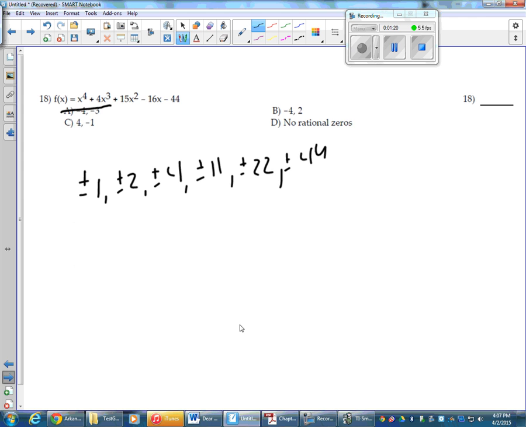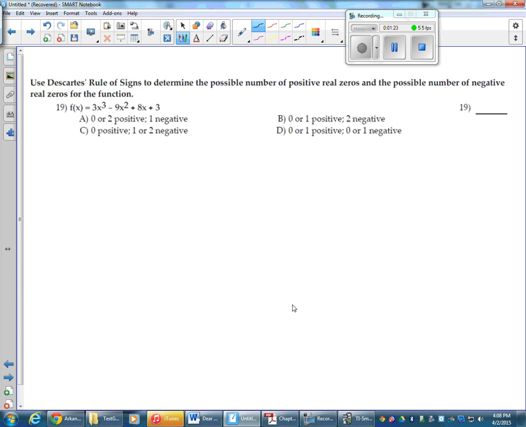All right, number 19. Using Descartes' rule of signs, find the number of positive real zeros and the possible number of negative real zeros for the function. For the positives, we use the function exactly like it's written: 3x cubed minus 9x squared plus 8x plus 3. We want to see how many times our signs change. The first one's 3, so that's a positive, and then there's a negative 9, so there's a change. Then it goes from negative 9 to positive 8, so there's another change, and then another positive 3. That's not a change from positive 8 to positive 3. So there's 2 with the positive, and you always count down by 2. So 2 or 0 positive. So I'm thinking this is going to be my answer.